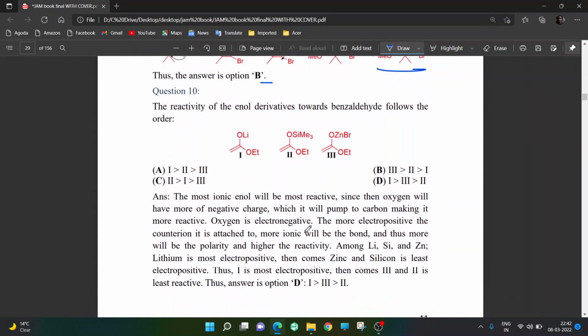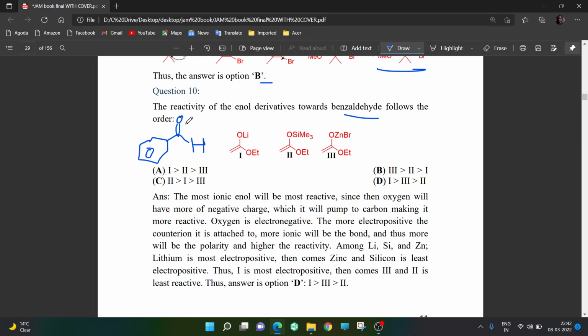Last question for today's lecture. It's a very simple question. The reactivity of enol derivatives towards benzaldehyde. So basically benzaldehyde is your benzene ring, and on that you are having CHO. Okay. So this is having positive polarity.